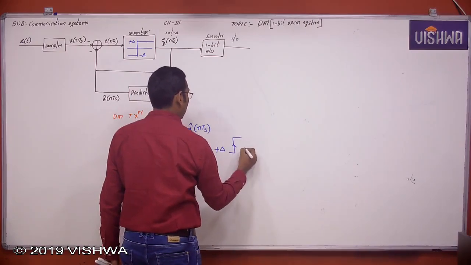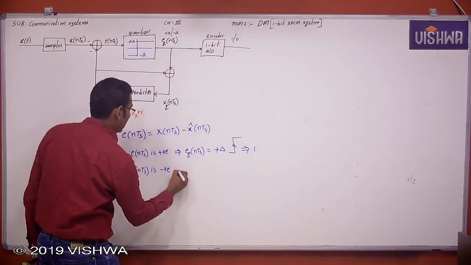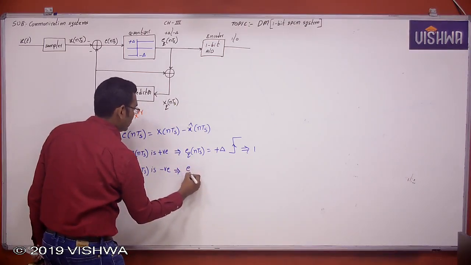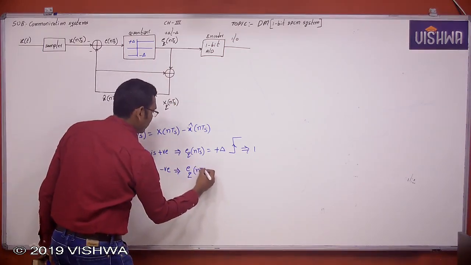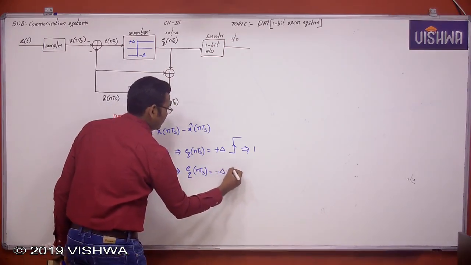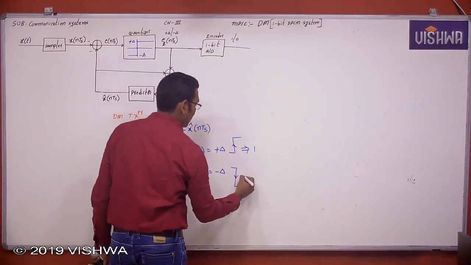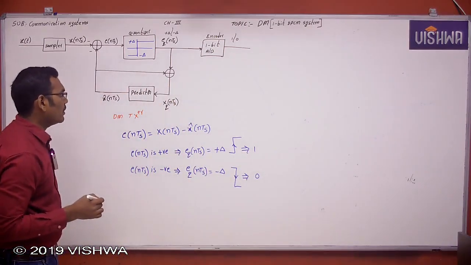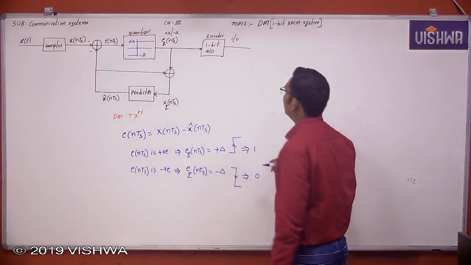Quantized plus delta, and it is encoded as binary 1. Now this E of nTs is negative. Now this quantized error value is minus delta, now decreased by step size delta, and it is encoded as binary 0. This delta is a step size, only two quantization levels here.